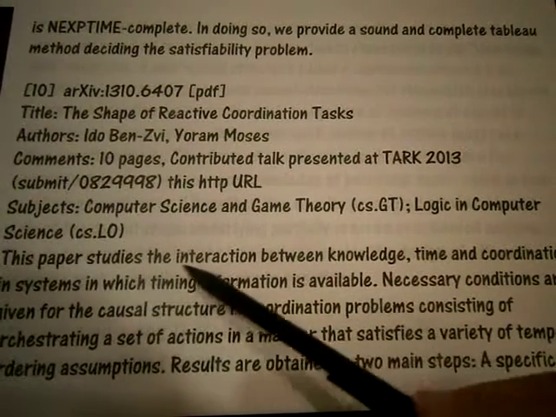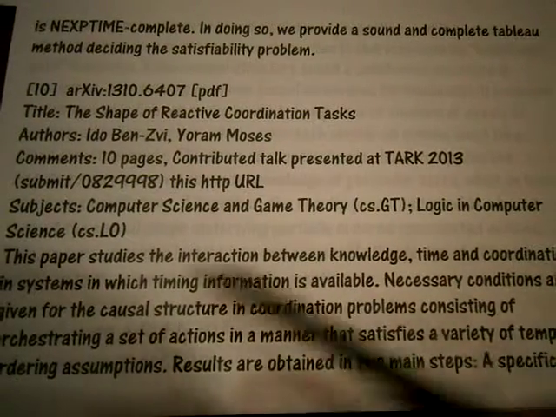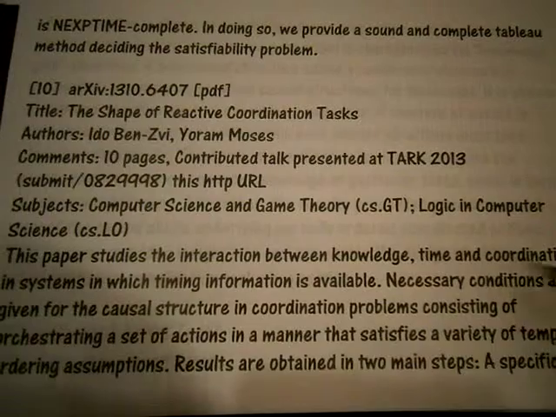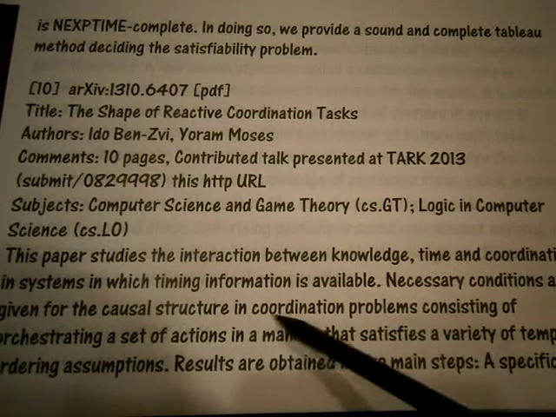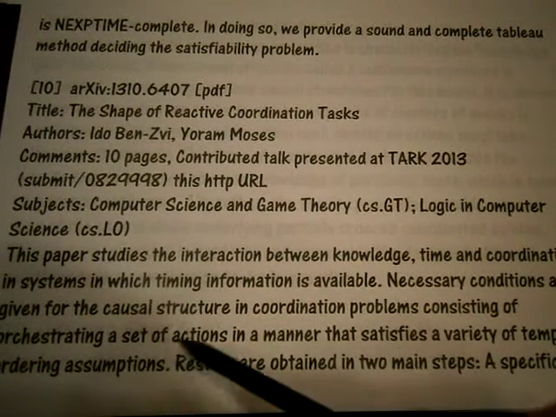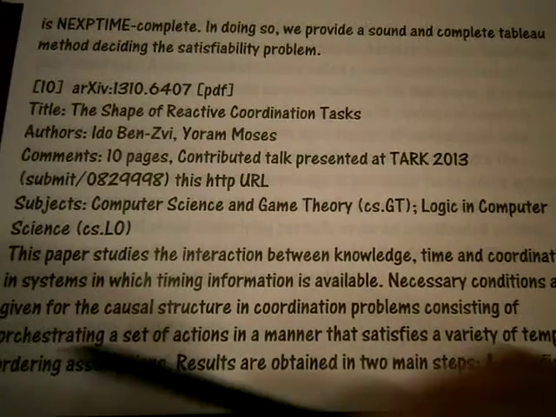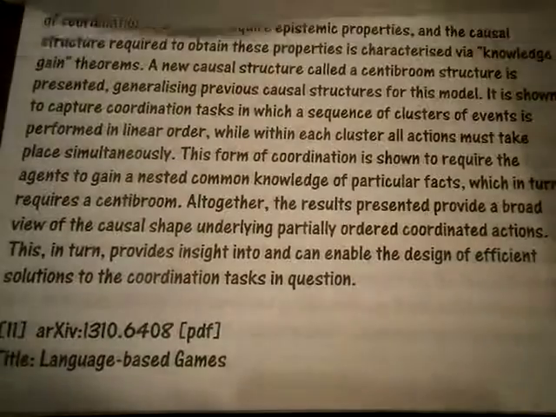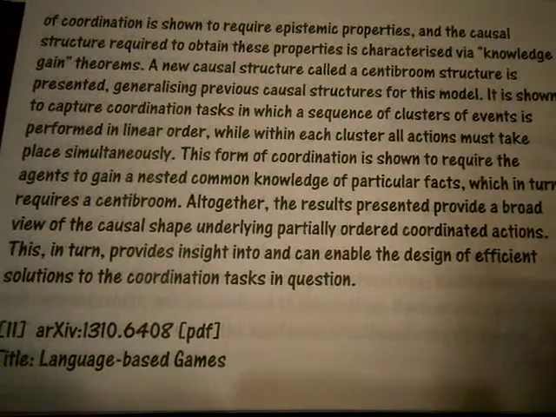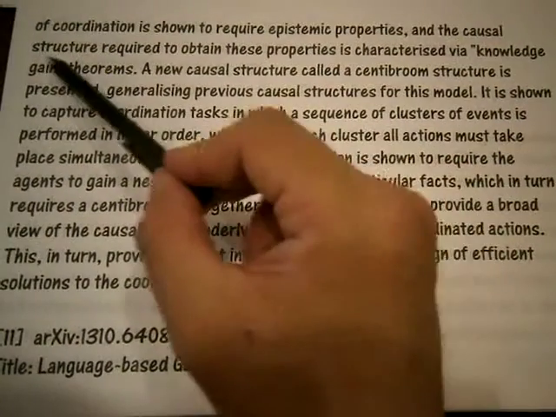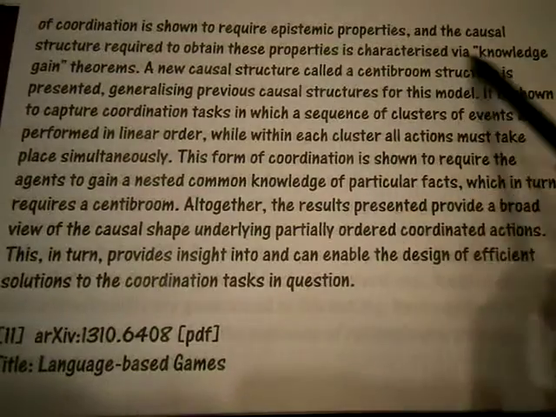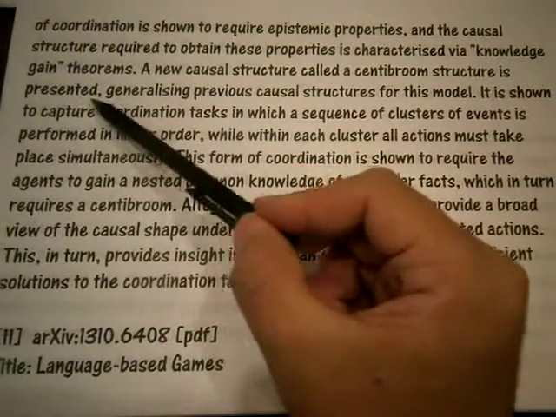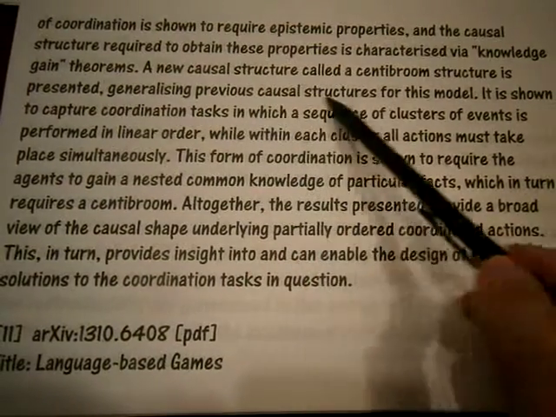It is paper study interaction between the knowledge time connection system in which timing information available necessary consider given the structure connected provide consequential action the manner is satisfactory temporary assumption relative to the step as the coordinate is shown that the requirement properly CAD structure will be obtained properly characterized. Knowledge seldom the new character CAD contribution structure generation provide code structure is the model.